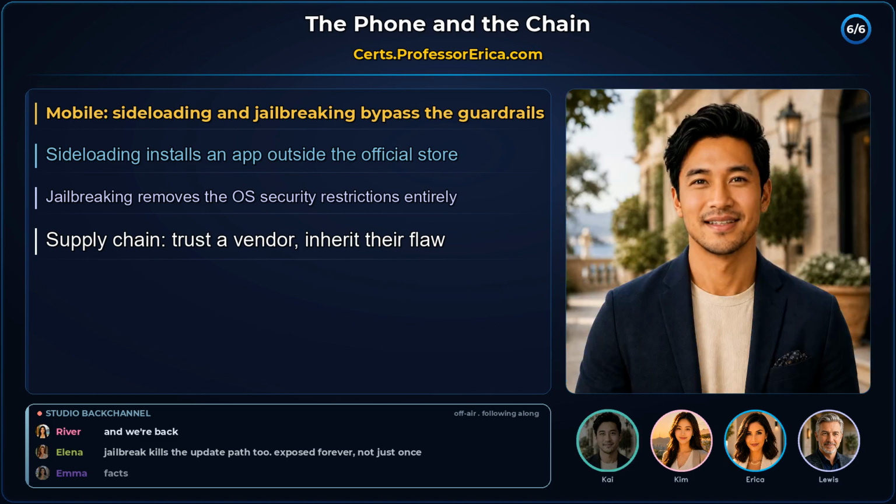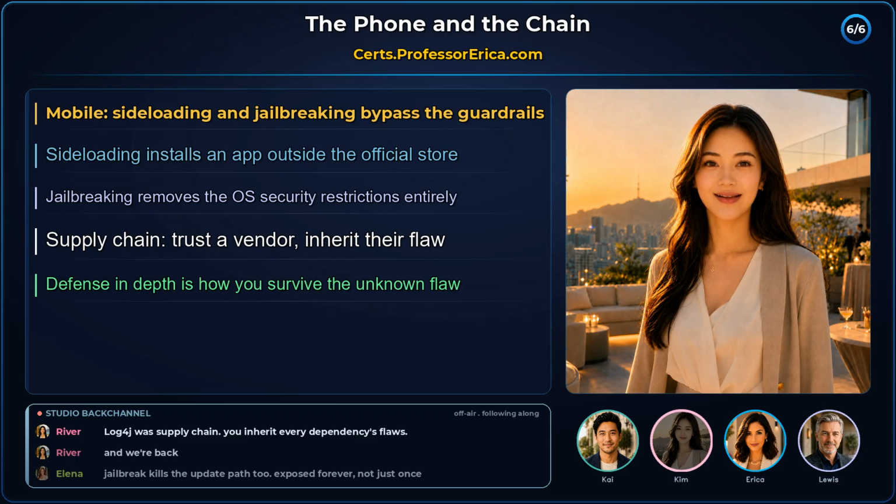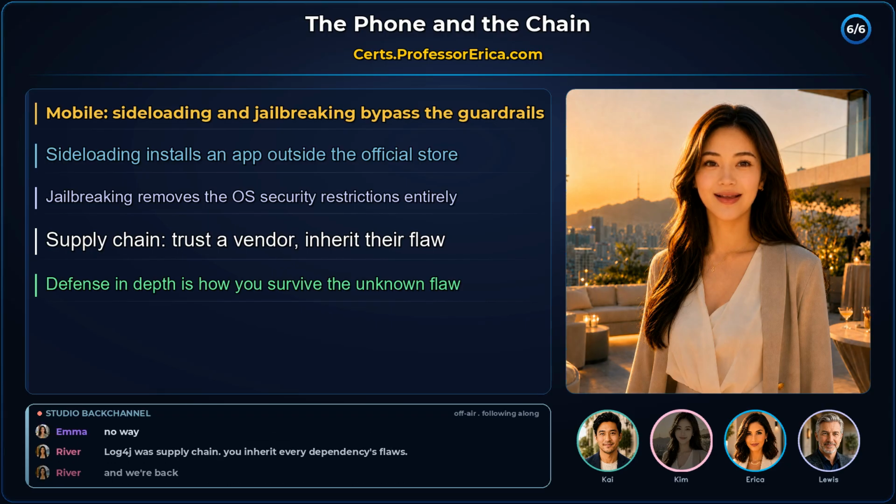So that completes Objective 2.3. Application, operating system, web, hardware, virtualization, cloud, supply chain, cryptographic, misconfiguration, mobile, and 0-day. 11 families, and you now have a real story or a live demo attached to the ones the exam leans on the hardest. And here is how you survive the one you cannot see coming.